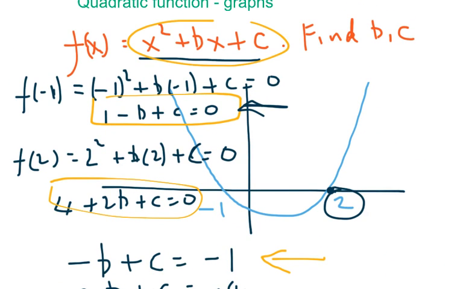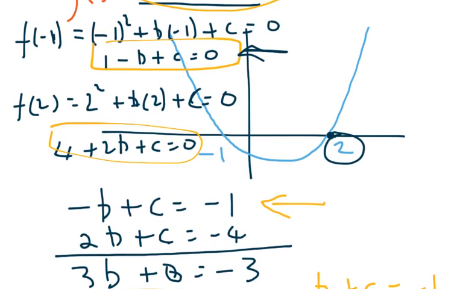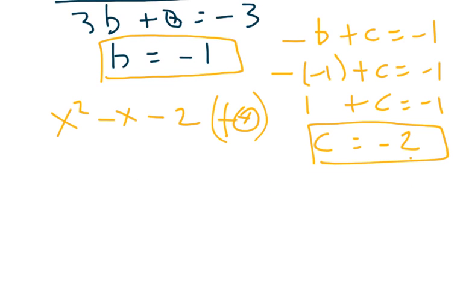There's the values. So my function is equal to x squared plus bx, which is minus x, so x squared minus x. And what's the value for c? Plus c, and c is equal to minus 2. So minus 2, that's my function, f of x. Okay? So make sure when you get an answer like this that you identify your answer nicely, so that the examiner can see it. So identify b is equal to minus 1 and c is equal to minus 2.